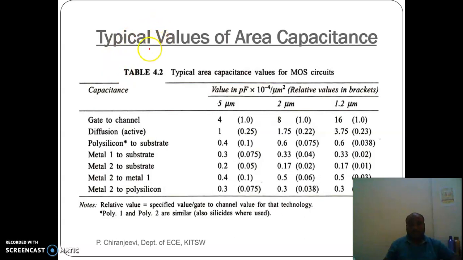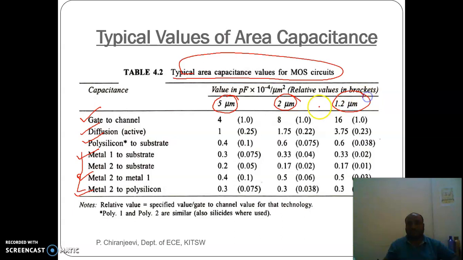Here you can look at the table, which gives the typical area capacitance values of MOS circuits: gate to channel, diffusion, polysilicon to substrate, various metals to substrate, and between the metals and metal to polysilicon, for various technologies, that is 5 micrometer, 2 micrometer and 1.2 micrometer. These are all expressed in picofarad per micrometer square multiplied by 10 power minus 4.